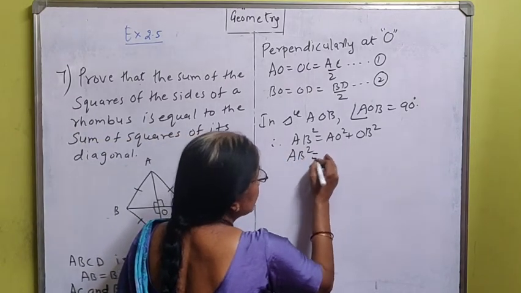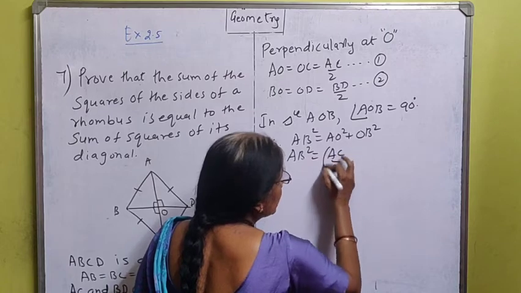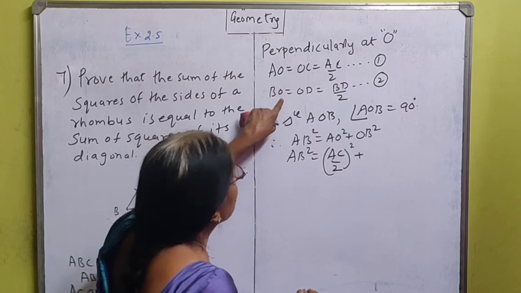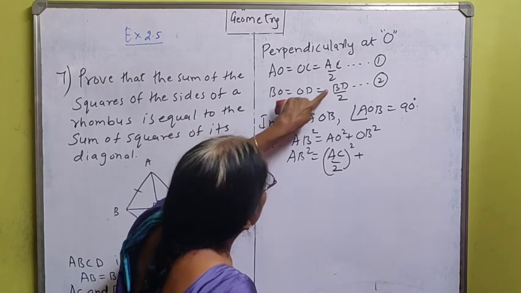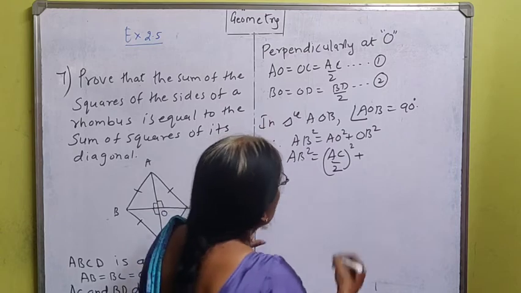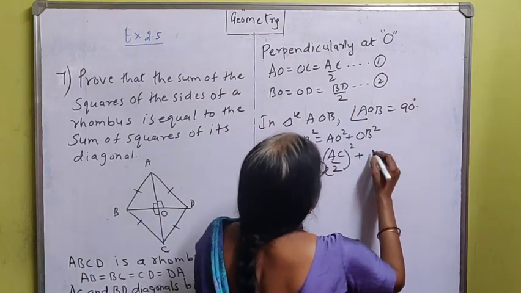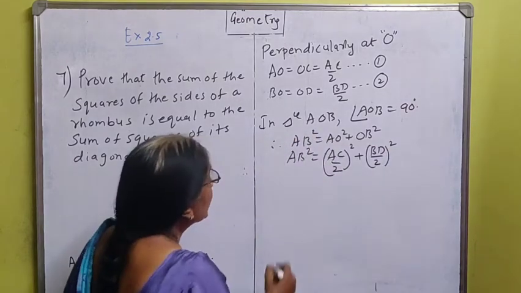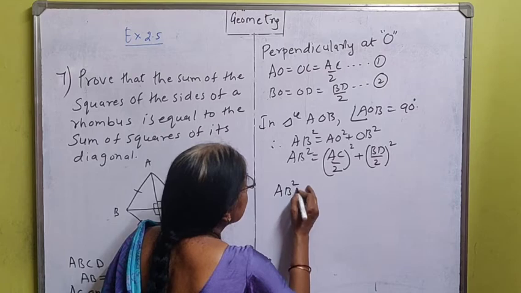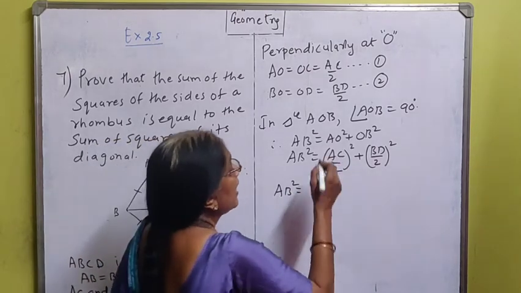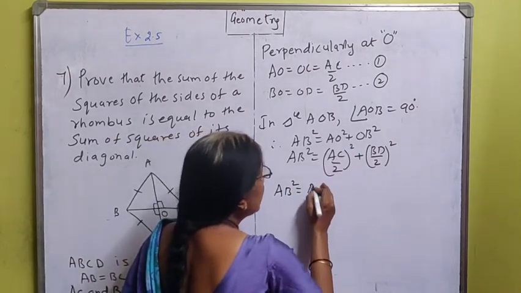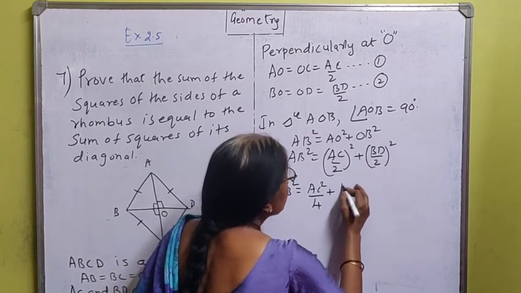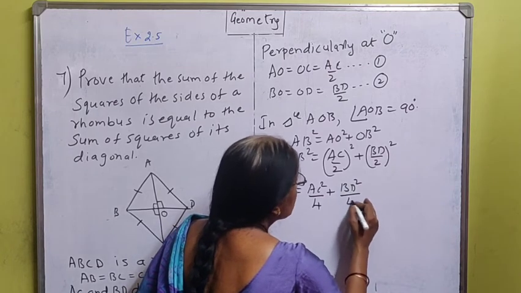So AB square is equal to AC by 2 the whole square plus OB square or BO. It is one and the same. So what I have taken BO is equal to BD by 2. So OB square will be equal to BD by 2 the whole square. So what shall I get now? AB square is equal to AC the whole square and 2 also you have to square it. AC the whole square is what? AC square. 2 the whole square is what? 4 plus BD the whole square is what? BD square. 2 the whole square is what?